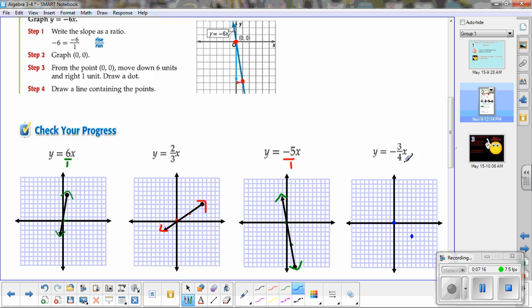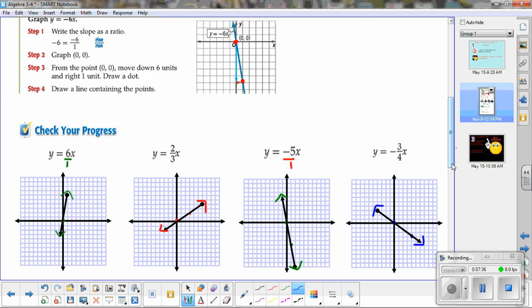Now, if you wanted to, you could have gone up 3, but if you went up 3, then you would have to go left 4 because you need to go in a negative direction one time. And then connect those with a line, arrows on the ends.